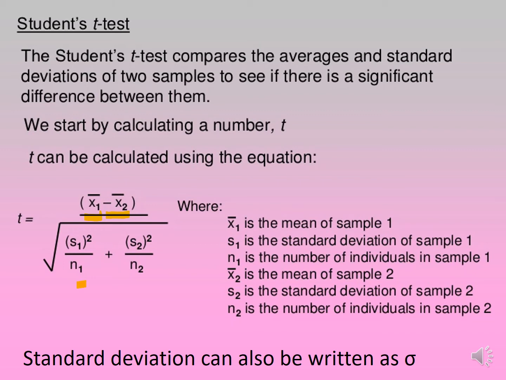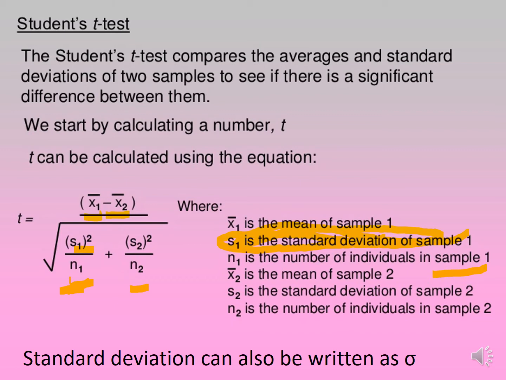Then let's have a look at these things. So you can see this S1 thing is the standard deviation of sample 1. So you will be given, most likely, the standard deviation. So the standard deviation squared divided by the number that's in the first sample. So N1 is the number that's in the first sample.